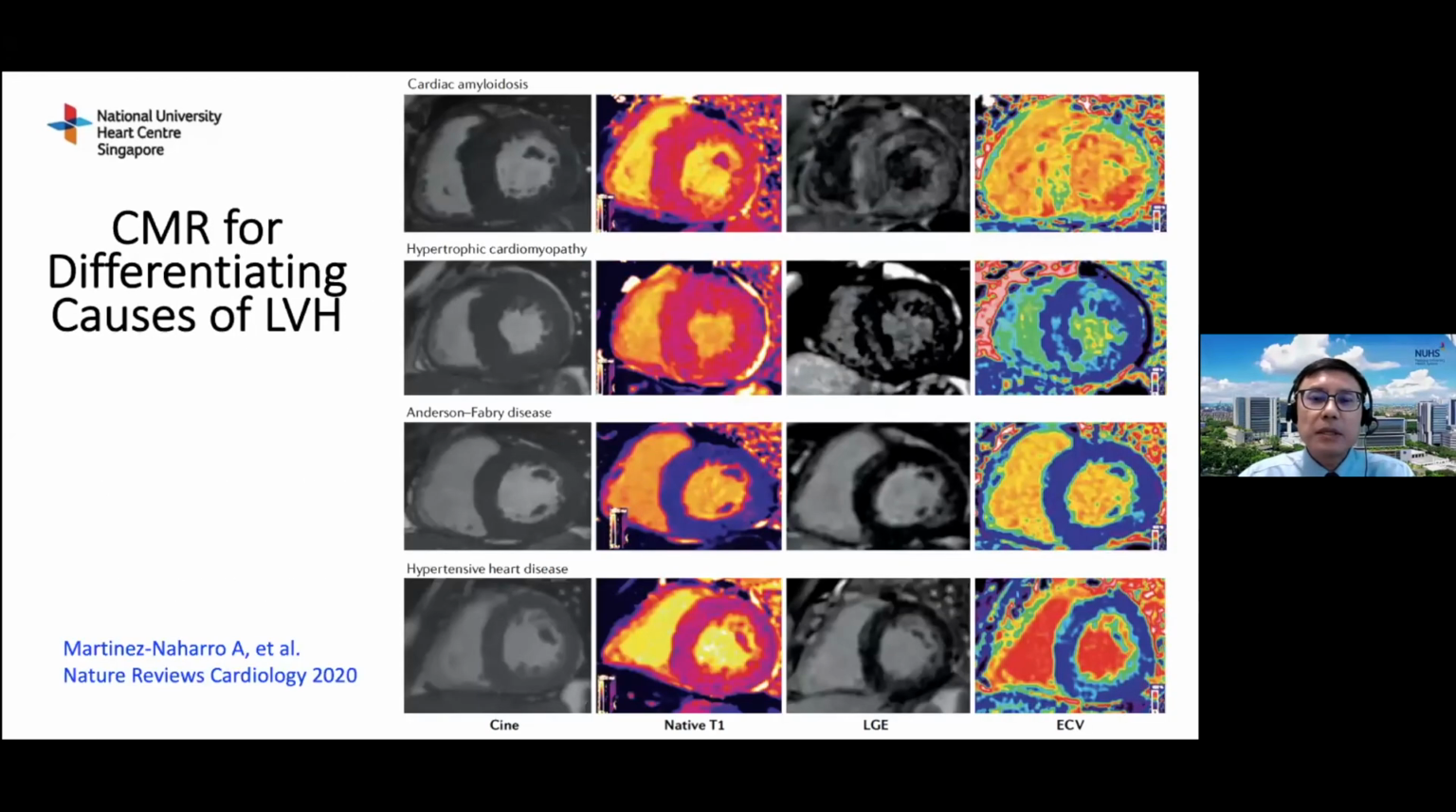Okay, so this is a table of all the various conditions that can cause left ventricular hypertrophy and some of the features in T1 mapping, in late enhancement, and ECV measurements, telling us that we can actually use CMR to differentiate some of these conditions that cause left ventricular hypertrophy.